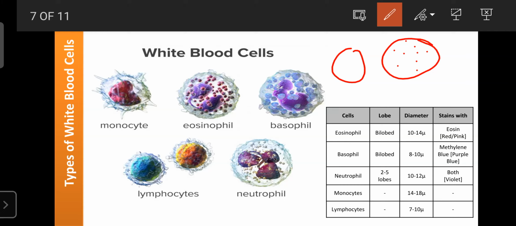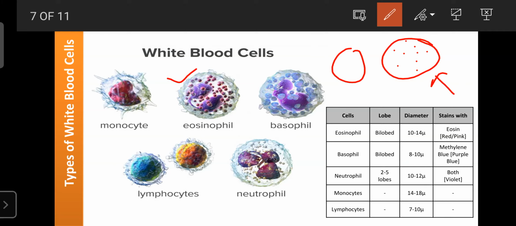Those WBCs are known as agranulocytes. Okay, regarding the granulocytes, they are further sub-classified into three types on the basis of the staining property of these granules. Some granules produce color with the acidic dye, and such WBCs are known as eosinophils. Okay, some granules are stained with the basic dye.